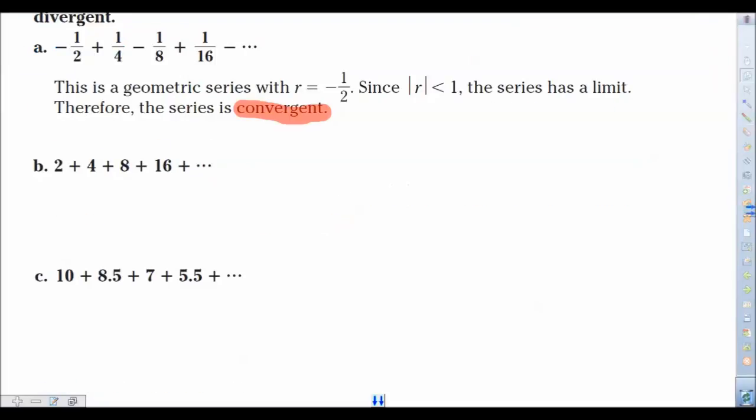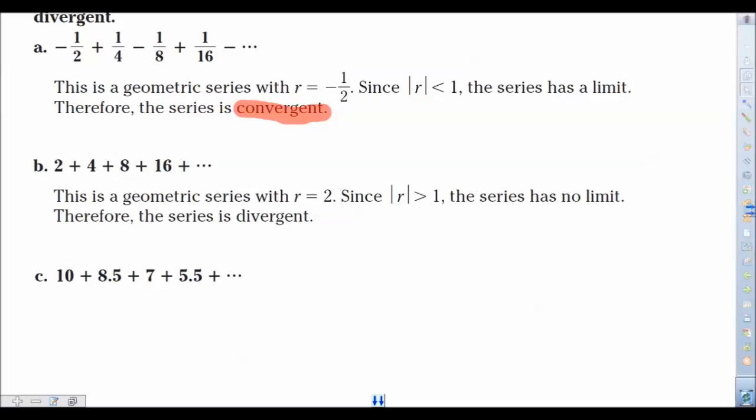Taking a look at the next two, notice that this is another geometric series. However, note the common ratio here: each term is doubling, which means that our common ratio is greater than 1. And if that's the case, then there can't be a sum to be found. There's no sum out there, which also means that there is no limit. So therefore the series is divergent.